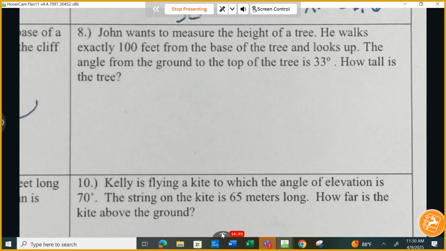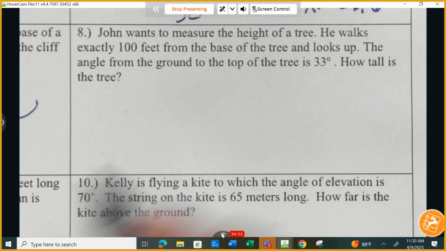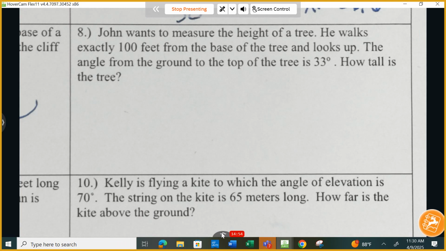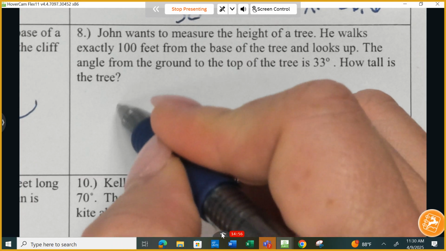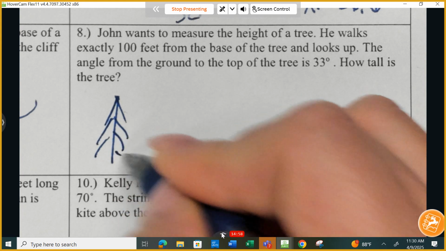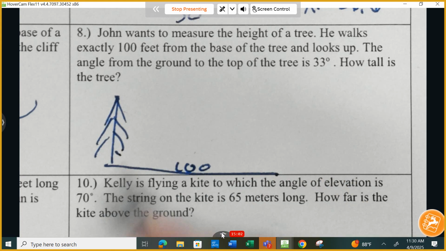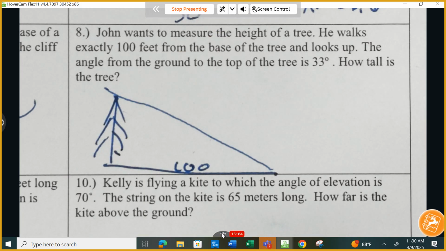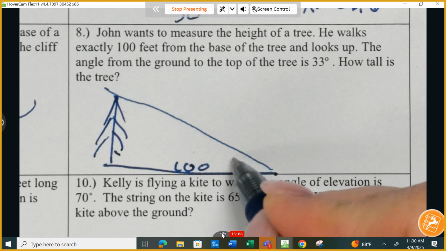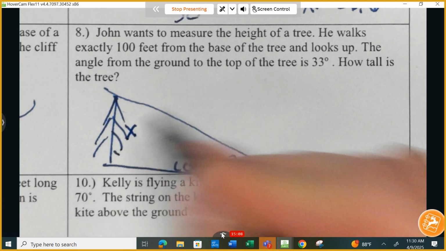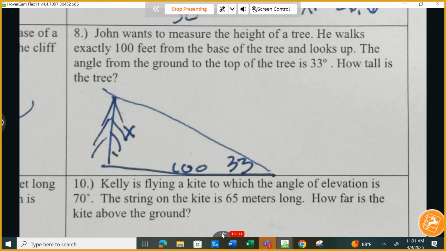So if you're in honors or you missed period 3, I'm going to go over this right now. People in class have done a great job on this. We're going to draw a tree. And again, I know your skill level is better than mine. He walks exactly 100 feet from the base and he looks up at it. So we're looking right here. The angle from the ground up to the top is 33. How tall is the tree? That's what I've got to see.